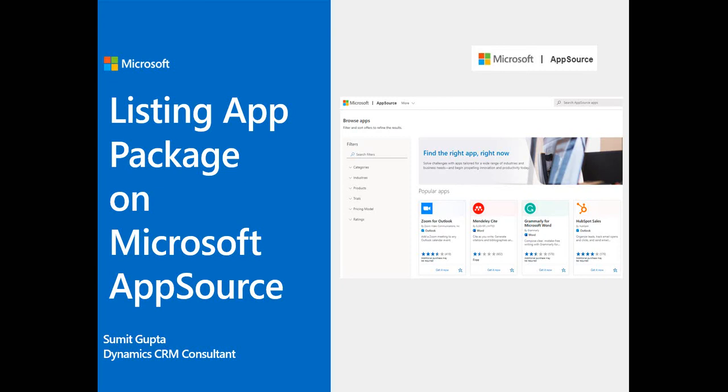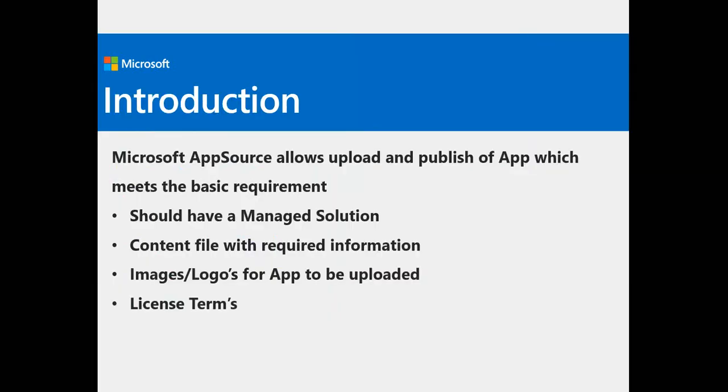So today I am back with another tutorial wherein I will be sharing the steps to list an app in Microsoft App Source. Before listing an app in Microsoft App Source, we need to create a package which includes a managed solution, content.xml, input.xml, logos, images, and the license terms and conditions. You can watch my previous video wherein I shared the steps to create a package to be uploaded on Microsoft App Source.